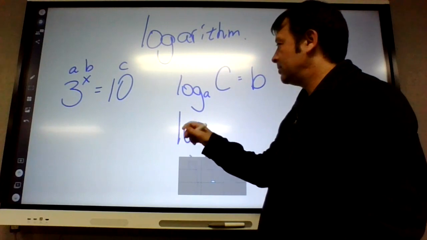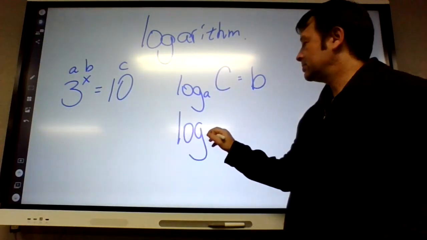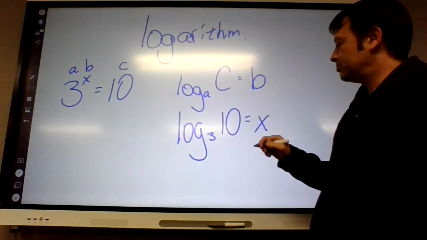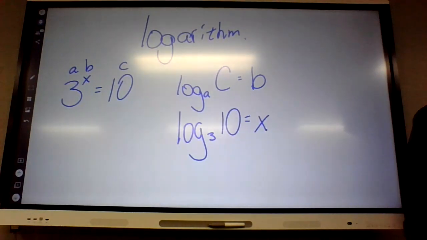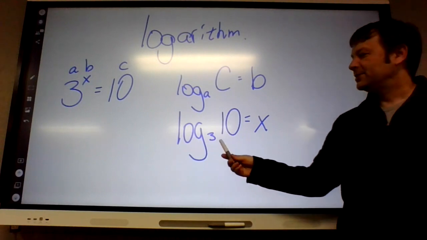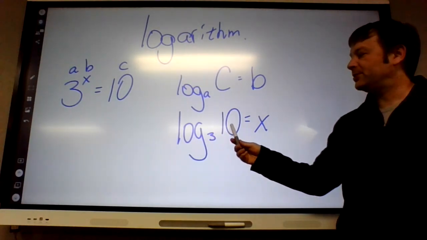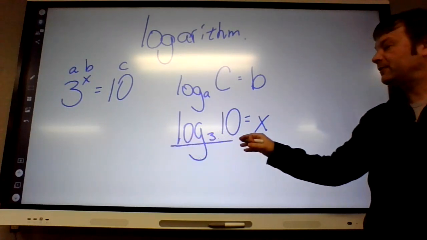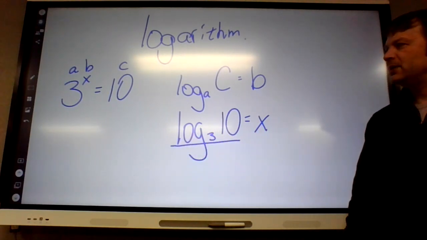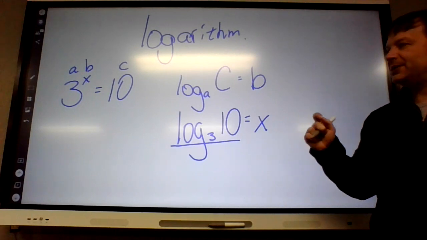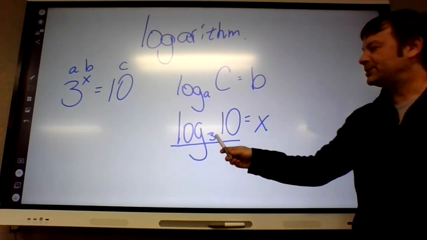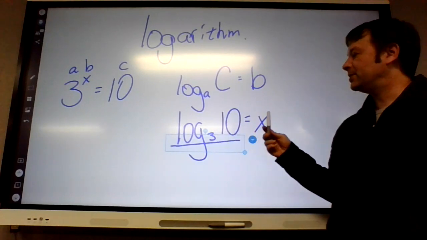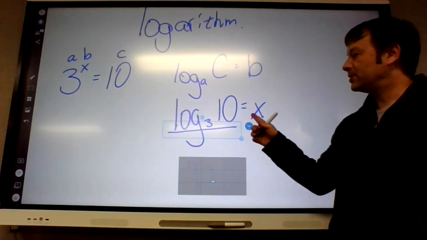Log base 3 of 10 equals blank, equals what? So what this means is 3 to the what equals 10. And this is what we have to plug into the calculator to figure out our missing value here. So the order is a, c, b. You do the base first, so a stays in front, and then the big number, and then the exponent is over here that we don't know.